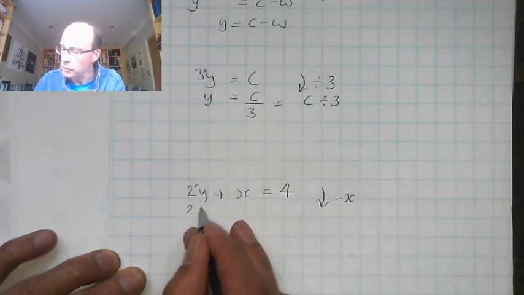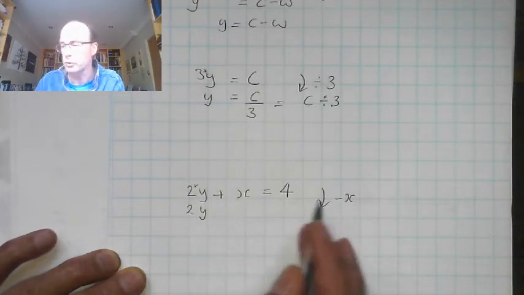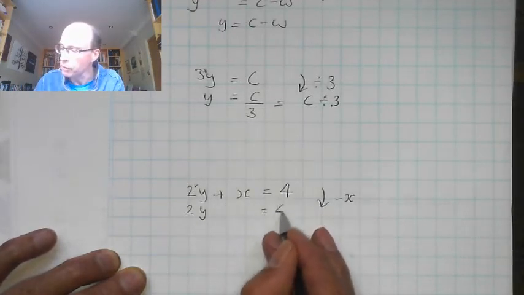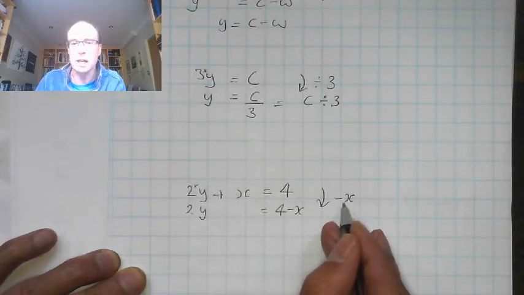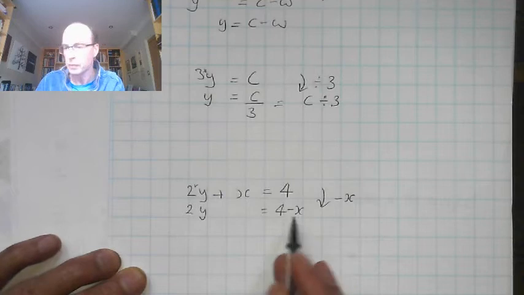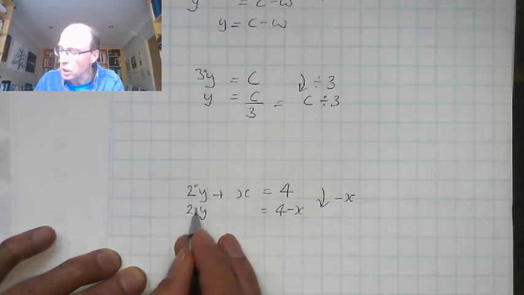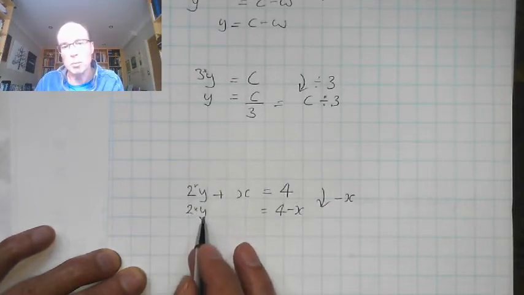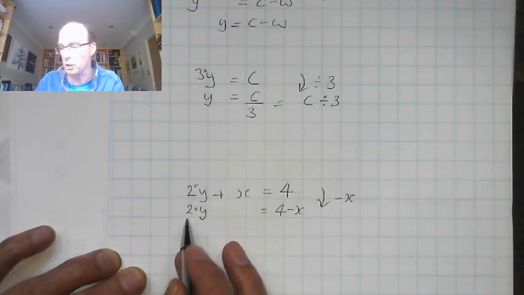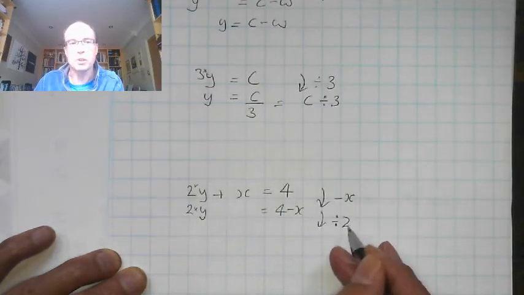So on the left, I am left with 2y, my plus x, take away x, that cancels. And then on the right, I've got my 4, and then I need to remember to take away my x. So I've got 2y is equal to 4 minus x. So it's already looking a bit better. Instead of having one lot of y though, I've got 2 lots of y. So I've got 2 times y. I want to do the opposite operation to multiplying by 2, and that's going to be to divide by 2.